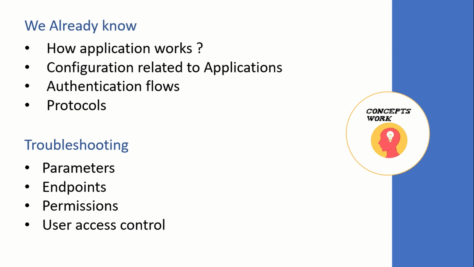The agenda of this video is knowing how to troubleshoot issues related to different parameters, endpoints, permissions, or user access control. The user access control that I have mentioned in this deck is directly related to the option called user assignment required, which is in the enterprise application section. That option helps you implement IDP authorization, wherein you can control whether a user is supposed to access a particular application or not. This is the basic fundamental behind user access control.